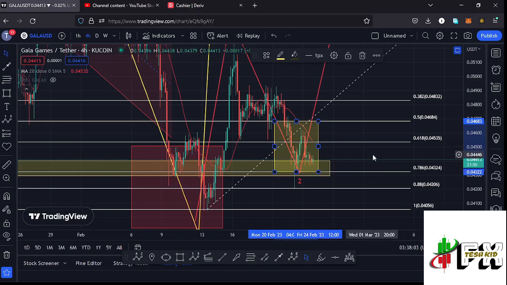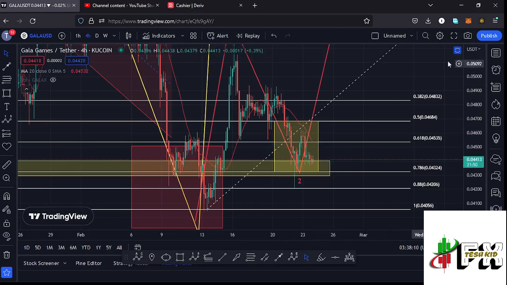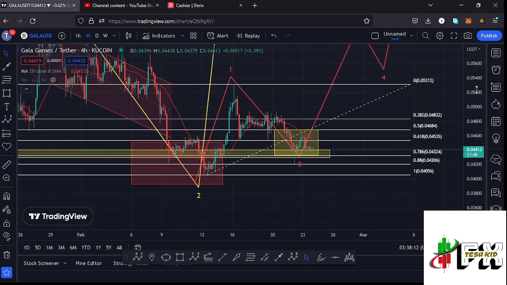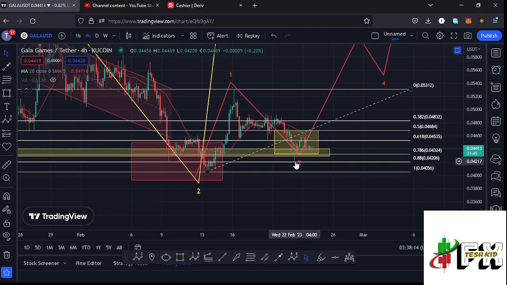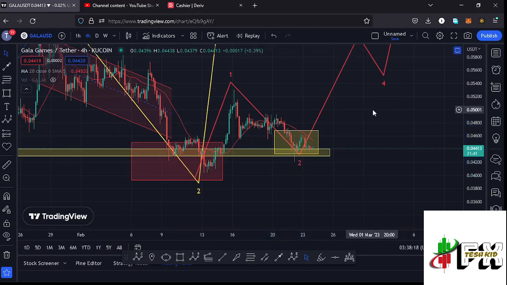$0.0424 mark. And after seeing that low within that target area here on the Fibonacci's, I'm expecting the start of a massive bounce to the upside in the formation of that wave 3, because the low that we made at around the $0.04206 mark is the low that I'm terming as the low for that second wave.